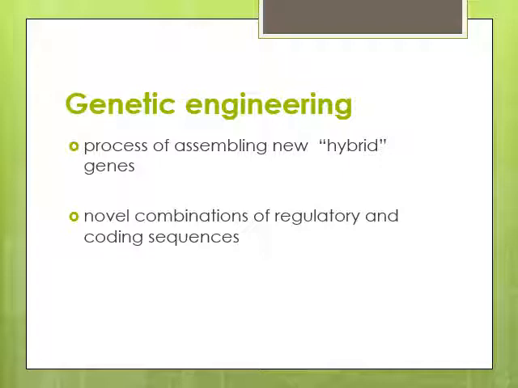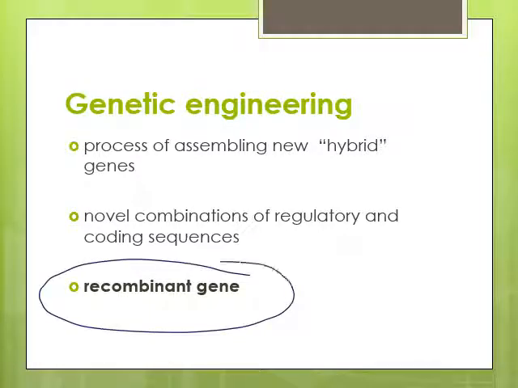Okay, so it's novel combinations of regulatory and coding sequences. So basically, you're taking regulatory sequences from one organism and coding sequences from another and combining them to get what we call a recombinant gene. And a recombinant gene is basically just a hybrid gene that does exactly what we want it to.